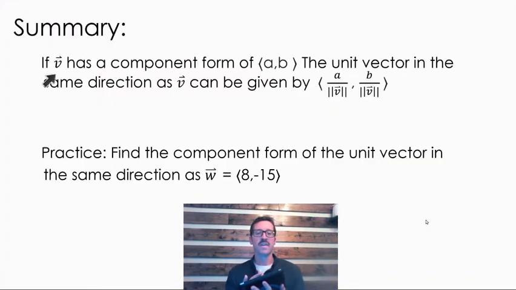So our summary is that if vector v has a component form of <a, b>, then the unit vector in that same direction can be given by taking the horizontal component and dividing it by the magnitude, and then taking the vertical component and dividing it by the magnitude.